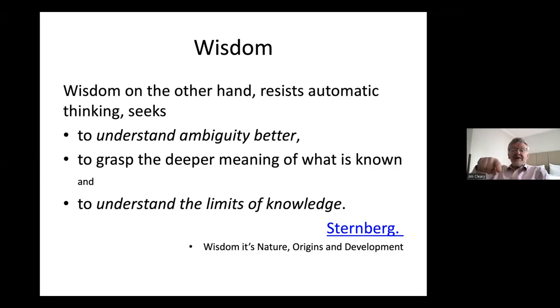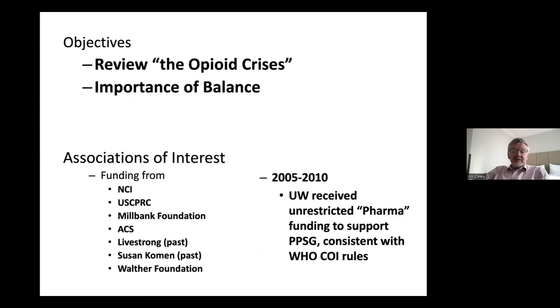Because I think there is a lot of ambiguity in the data that we see from the United States and other places around the world, and it'd be important for us to actually interpret this. So we're going to review what I consider the opioid crisis and the importance of balance, and I've listed here some associations of interest. I don't necessarily call them conflicts, but we should declare them. For 5-6 years, Pain and Policy Studies Group, before I was director, did receive some pharmaceutical industry support, all consistent with the WHO conflict of interest rules. And we were never told that we had a problem.